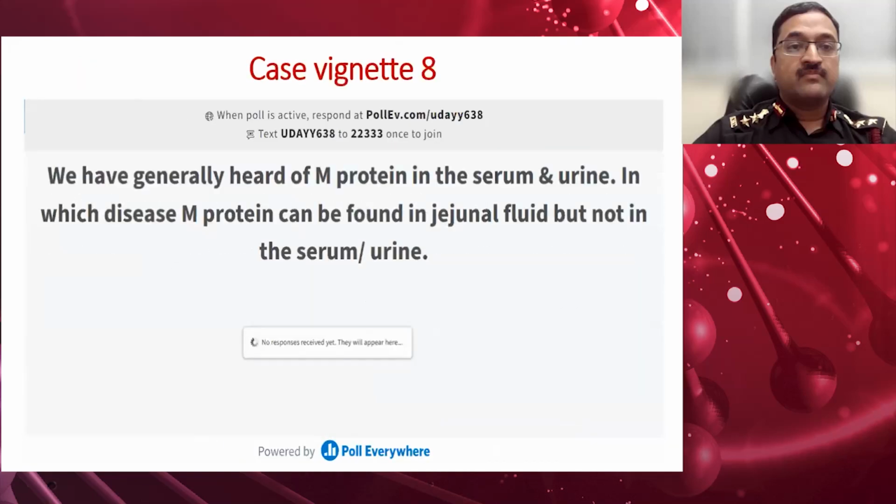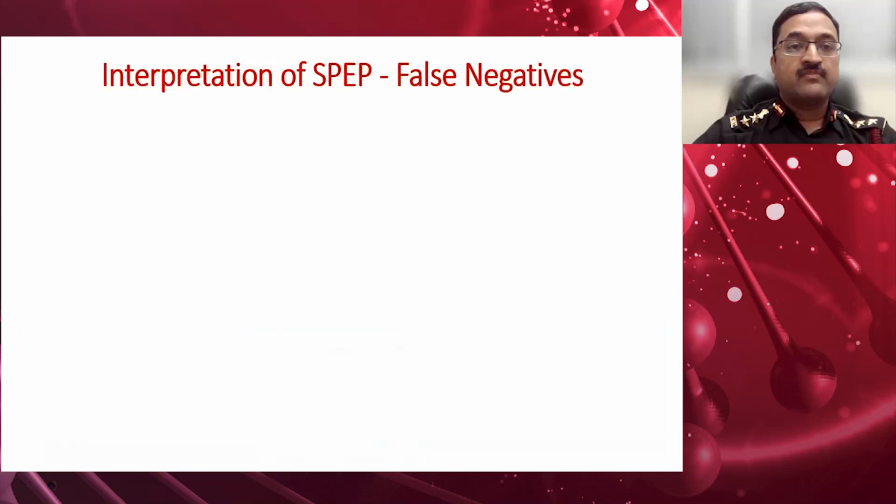We have generally heard of M protein in the serum and the urine. Now, this is a trivia question. In which disease can M protein be found in jejunal fluid, but not in serum and urine? The answer is that in patients with heavy chain diseases, you can actually find M protein in the jejunal fluid.